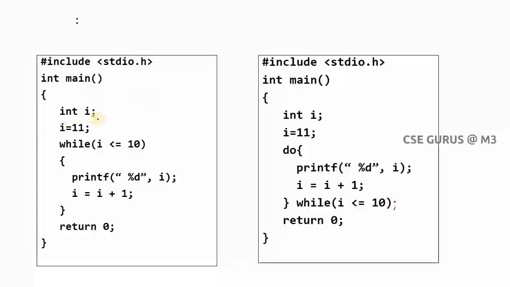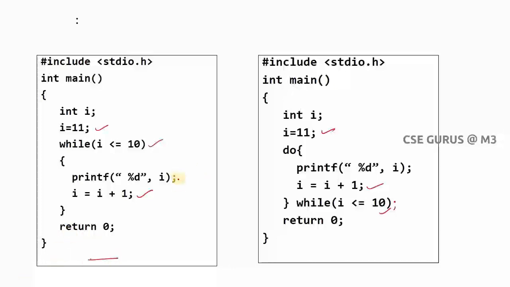Now you can see I have taken two programs. Here int i equals 11, here also i equals 11. Here the condition is i less than or equal to 10, here also i less than or equal to 10. Here i is incremented by 1, here also i is incremented by 1. Same constraints, but will they give the same output? We'll see. Here i equals 11. Is 11 less than or equal to 10? False. So in the initial step itself it comes out of the while loop without printing anything. The output of this one is nothing.